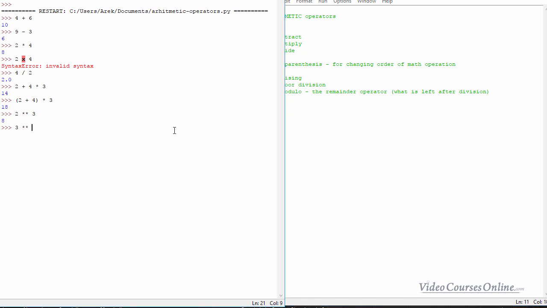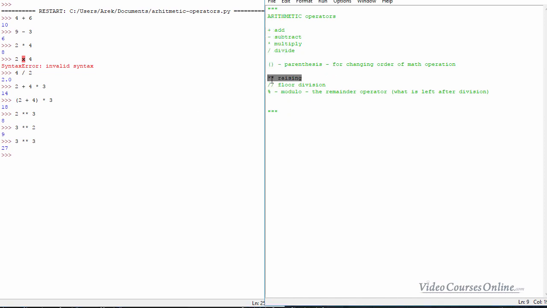3 raised to the power of 2 is 9, because 3 multiplied by 3 is 9, right? And 3 raised to the power of 3 is 27. 3 multiplied by 3 is 9, 9 multiplied by 3 is 27. That's how it works. That's cool because in other programming languages, you cannot use this operator. You have to import some library in order to raise the number to some kind of power.